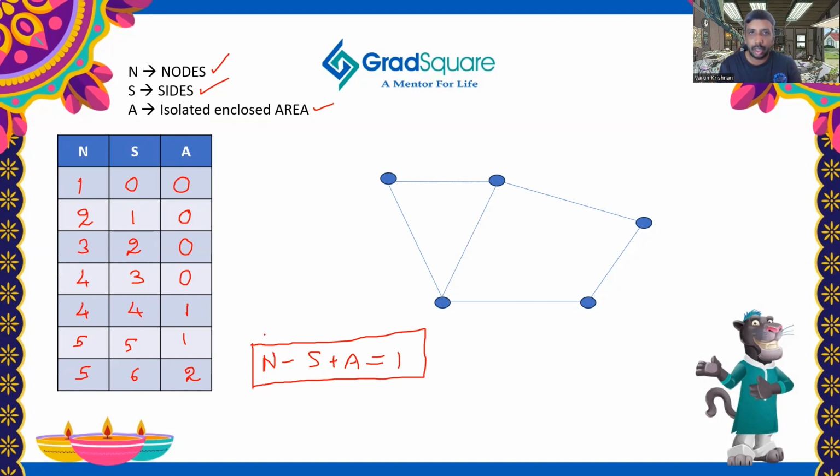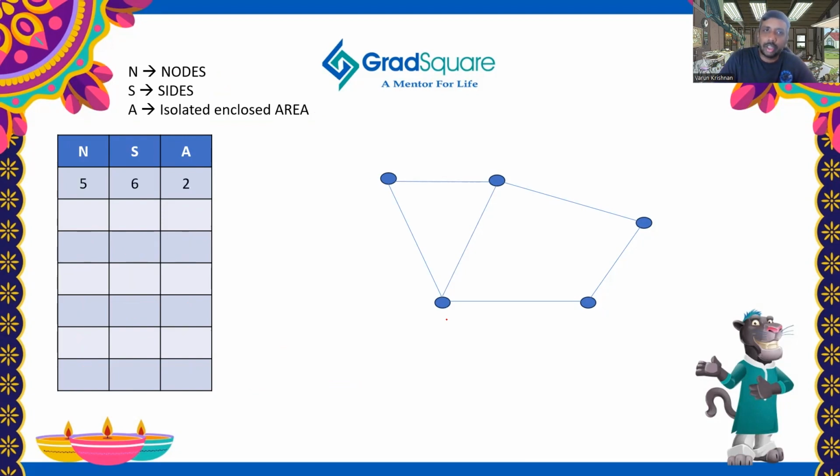Now, shrewd students will observe that so far we have only been drawing sides, joining nodes in such a way that no two sides are intersecting each other. So what happens if I join two nodes, say this node and this node, where the side joining them is going to intersect an existing side? Is that going to be a case where this equation is going to get disproved, or this equation is not going to hold true? Let's understand whether it does or not.